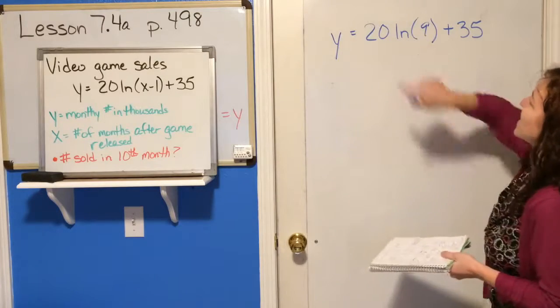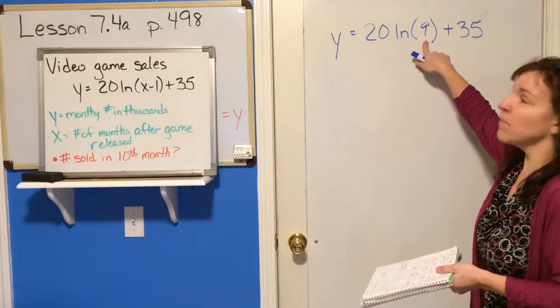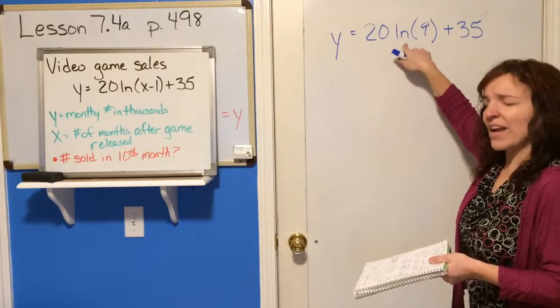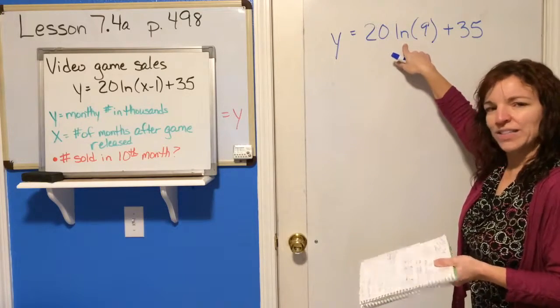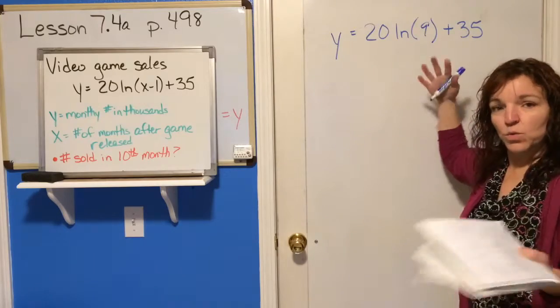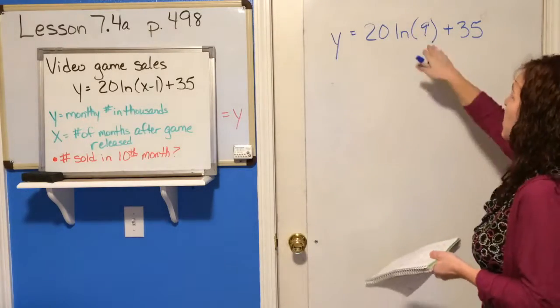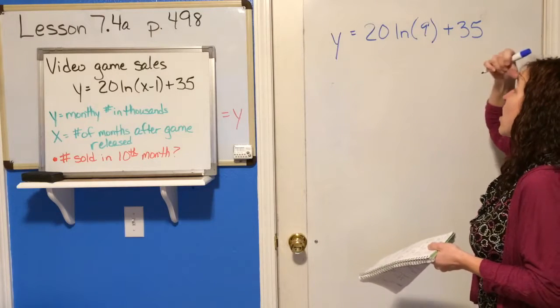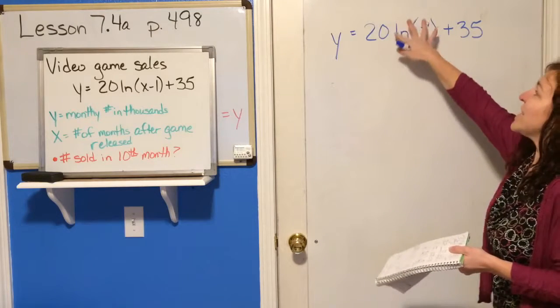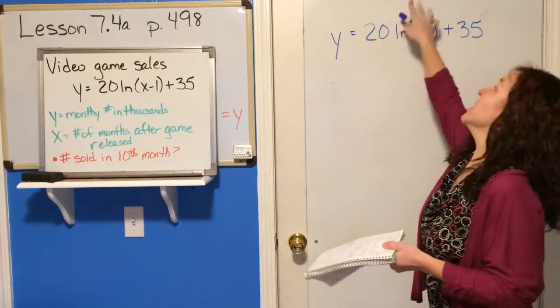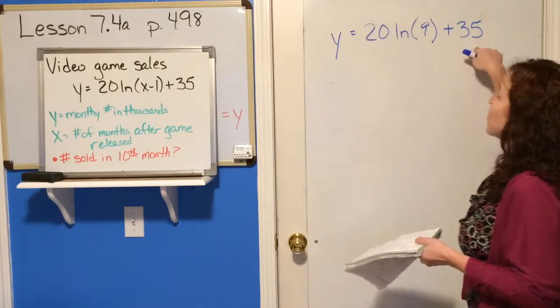So what you'll do is this. You'll press 9, and then you'll press the natural log button. And now I hope you're doing this with me, okay? It does you no good if I just give you the answer and say, woo, there it is, I know how to do it. So get your calculator and be doing it with me. So 9, then press the natural log, take that answer, and multiply by 20. Take that answer and add 35.